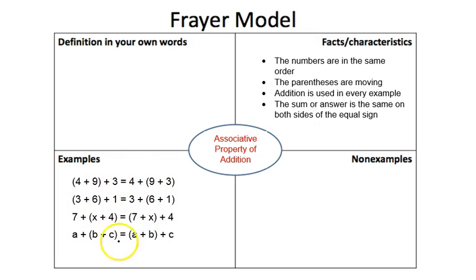Addition was used in every example. And finally, the sum, that's the answer to an addition problem, is the same on both sides of the equal sign. So if I were to solve this, 9 plus 4 is 13, and 13 plus 3 is 16. Let's see if that's the same on this side.